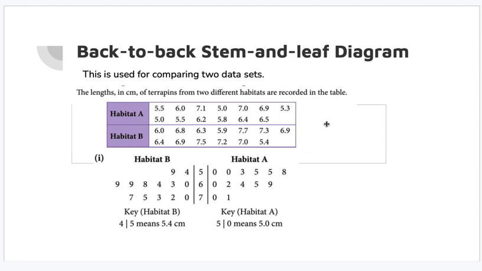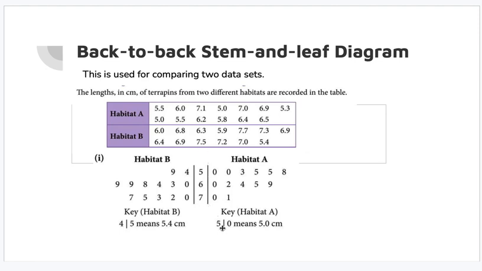Now we take a look at another type of stem and leaf. This is called a back-to-back stem and leaf. That means there are two stem and leaf in one diagram. In this stem and leaf, it is used to compare the lengths of terrapin from two different habitats. Terrapins are tortoise-like animals, and habitats are the places they live in. So there are two habitats, habitat A and habitat B. Those terrapins that live in habitat A have different body lengths from those in habitat B.